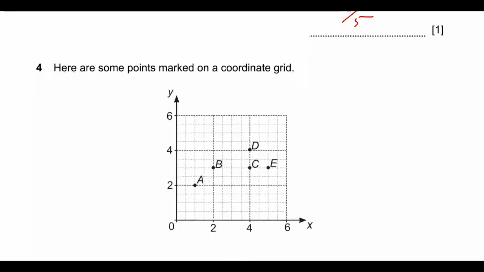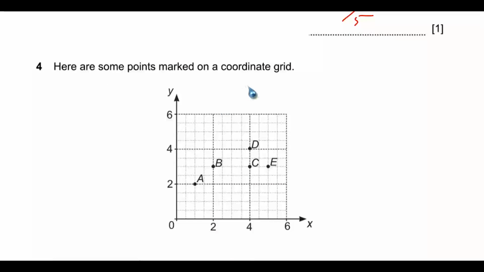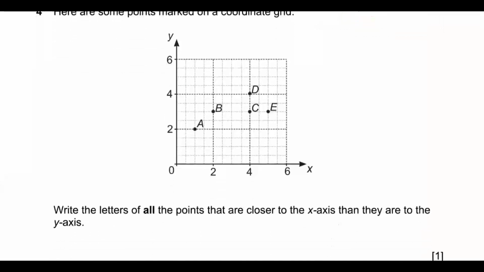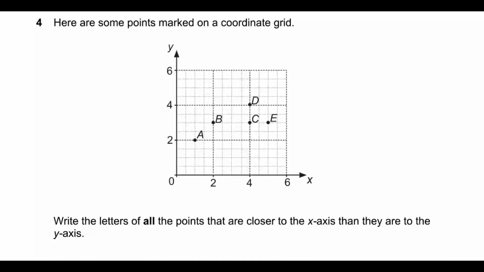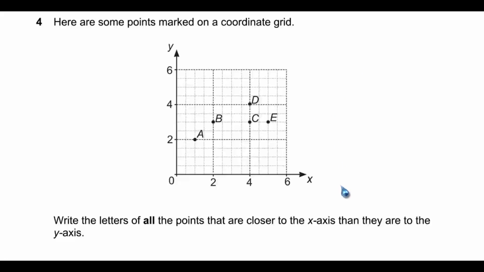Question 4, here are some points marked on a coordinate grid. Write the letters of all the points that are closer to the x-axis than they are to the y-axis. So look at this point A. If you join this to the y-axis and join this to the x-axis, this is now closer to x. And if you do the same thing for point B, you can see that it's not closer to x as well.